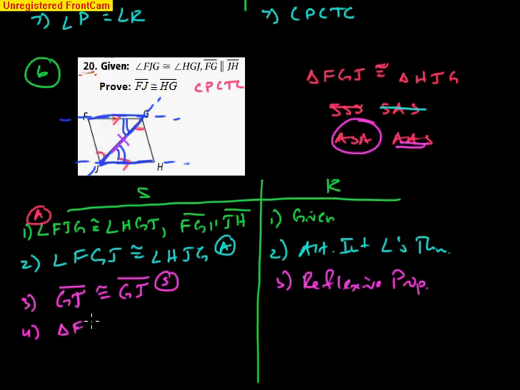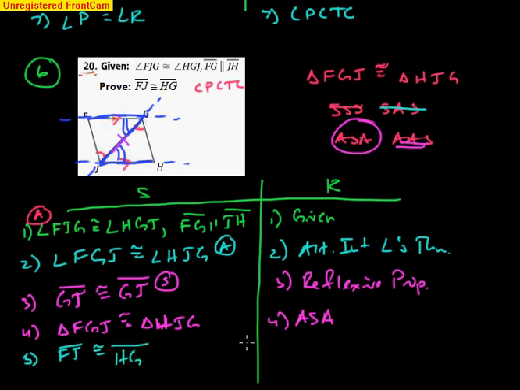Triangle FGJ is congruent to triangle HJG, and that is by angle, side, angle. But that is not what I wanted to prove. I want to prove that FJ is congruent to HG. Well, look here. FJ is first and last. HG is first and last. They are corresponding parts of these congruent triangles. Therefore, they are congruent. And that is by CPCTC.